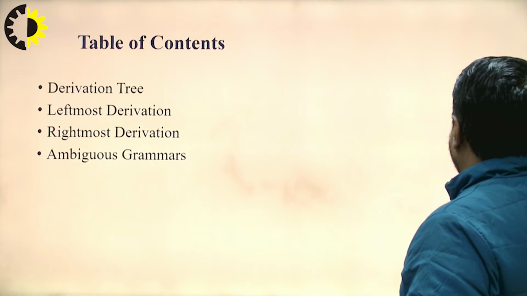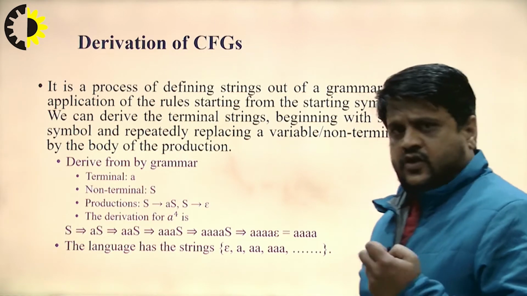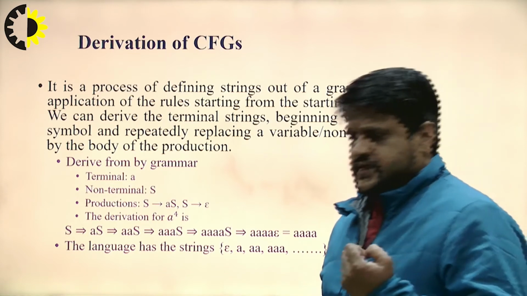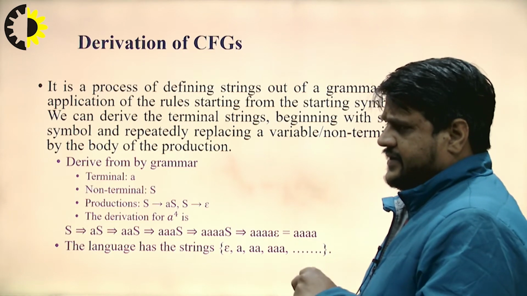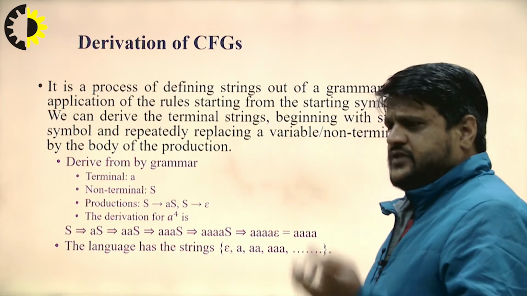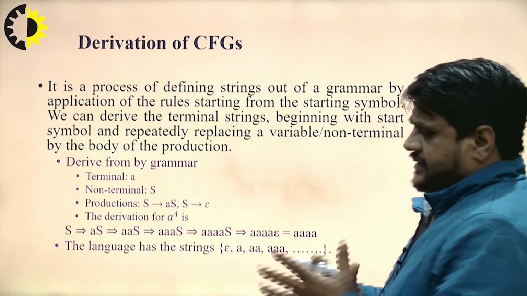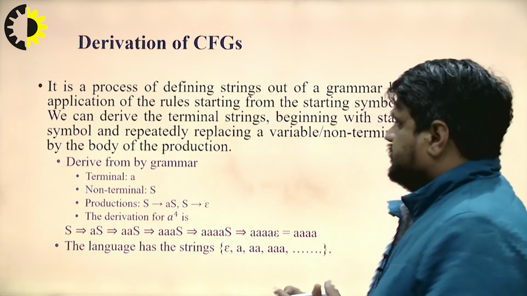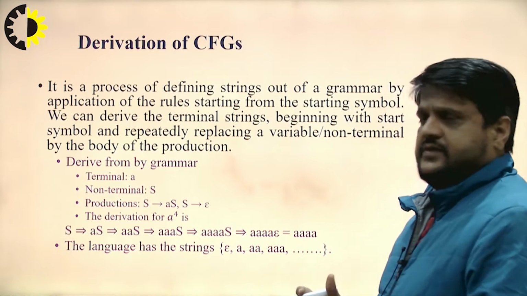Whenever we think about derivation, derivation is a process of replacing a non-terminal in a string of terminals and non-terminals by the right hand side of a production corresponding to that particular non-terminal, in order to generate a string of terminals.